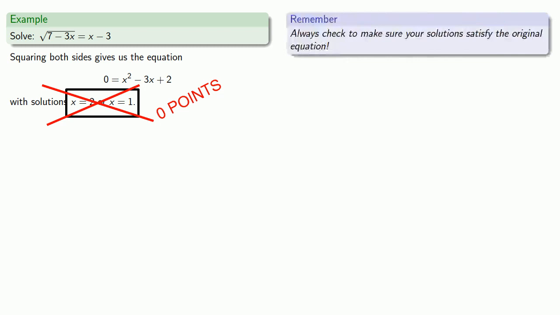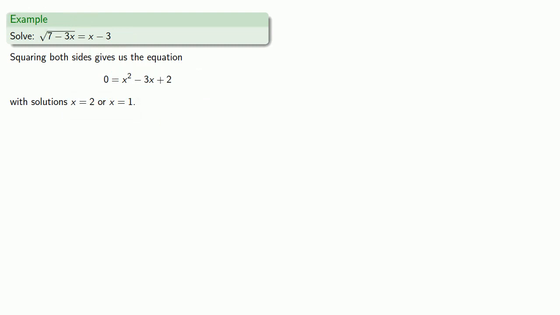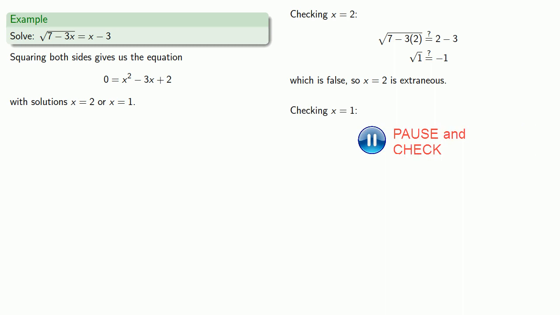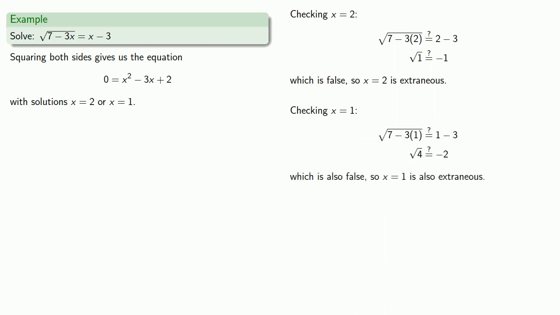Any time we're dealing with a root equation, we always have to check to make sure our solutions satisfy the original equation. So let's rewind. Checking our solution, x equals 2, does not make the original equation a true statement, so x equals 2 is extraneous. We'll check x equals 1. Again, x equals 1 also makes a false statement, so x equals 1 is also extraneous. These were the only two solutions that we had, and since both are extraneous, this equation has no solution.